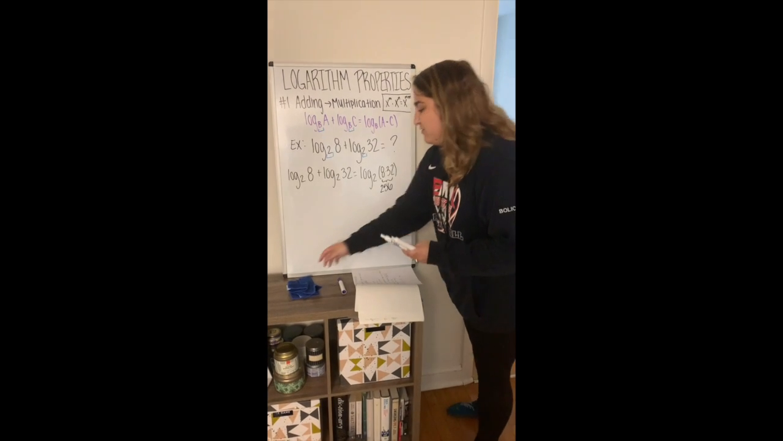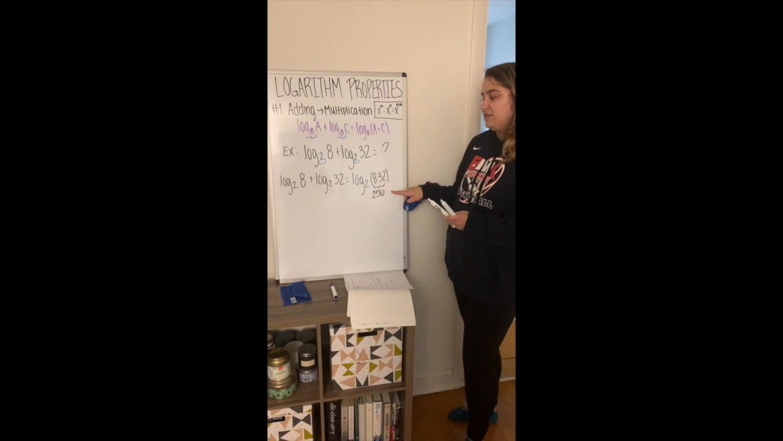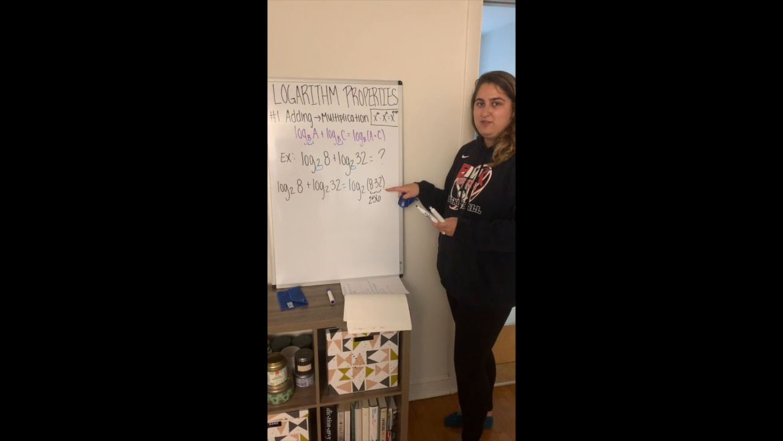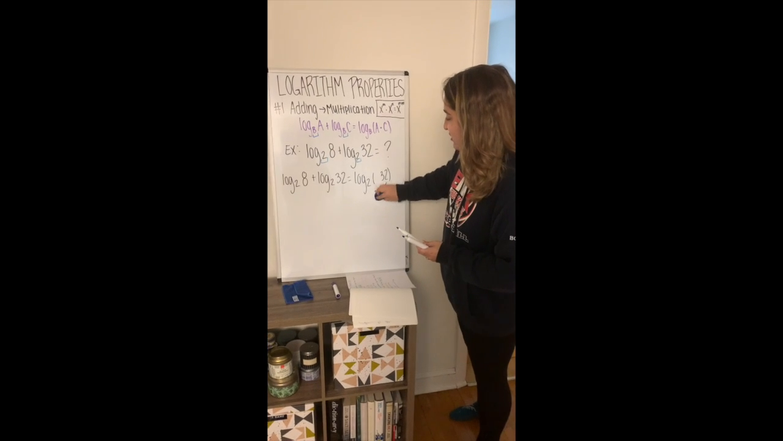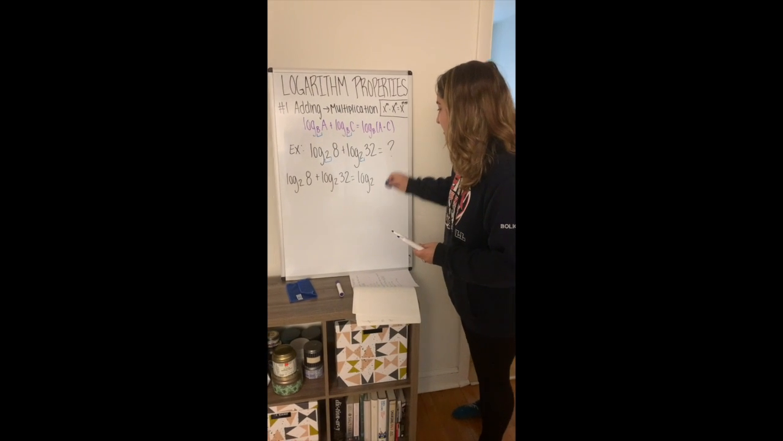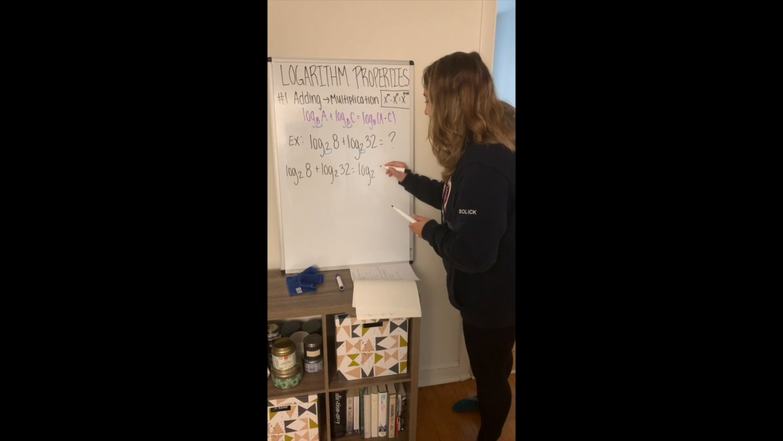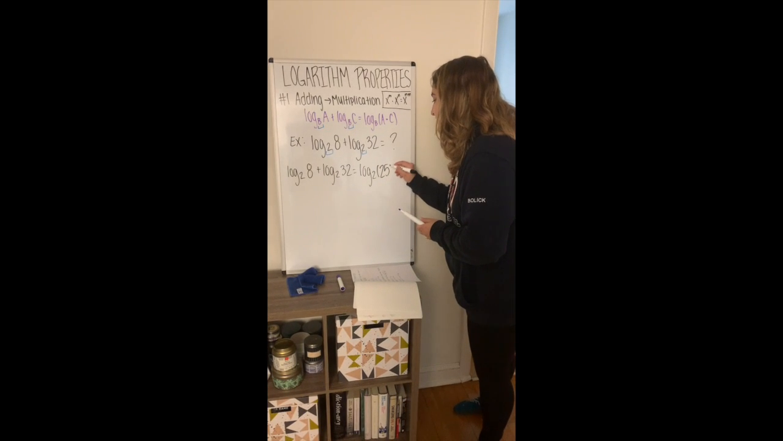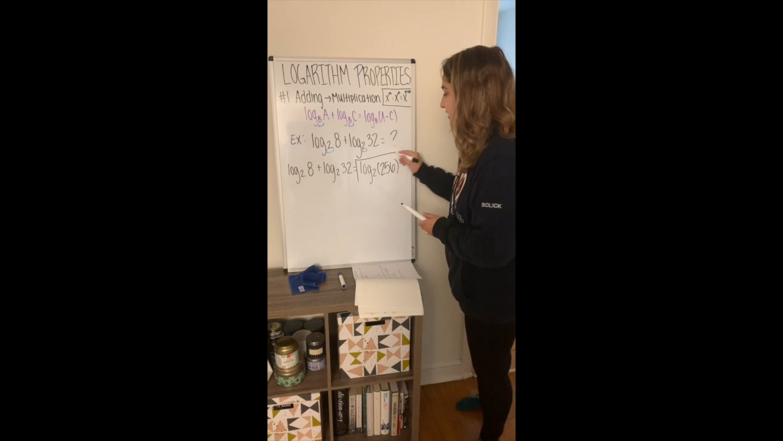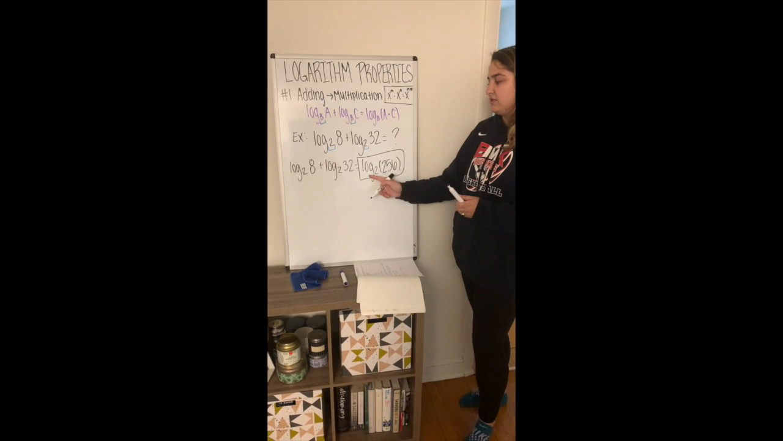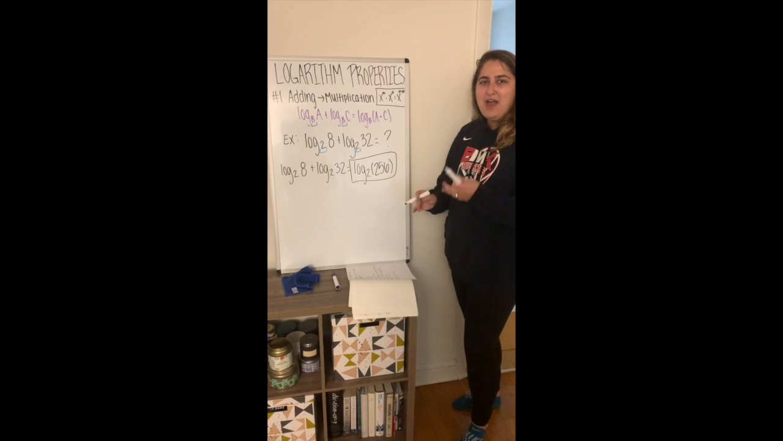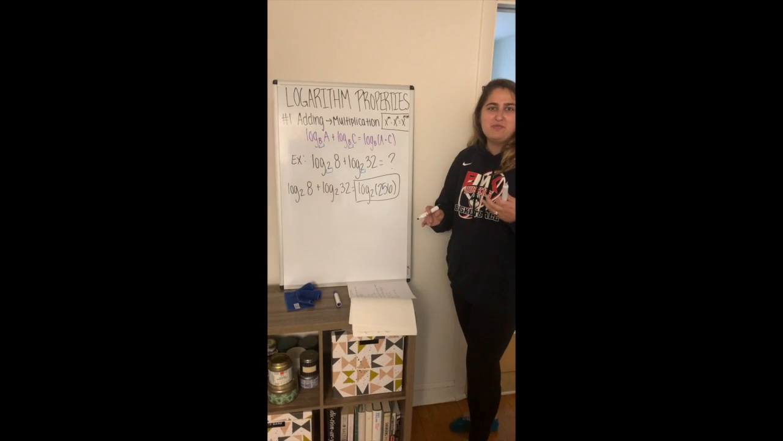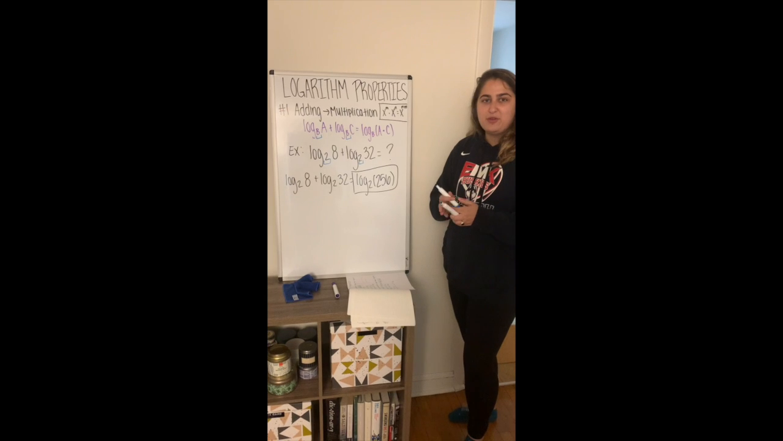Okay, so I'll leave this here for a second so you can think about it. Take 2 seconds. Okay, and then I'm just going to go back in and rewrite 256. So the answer to this example is just log base 2 of 256. But why does this work and where does this come from? So I'll go through that really quickly.